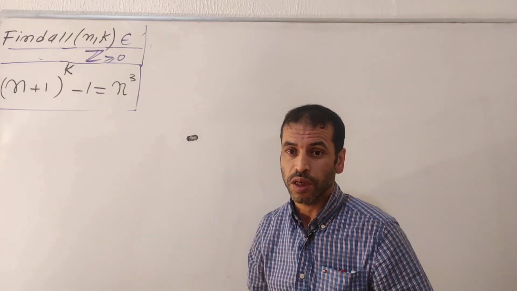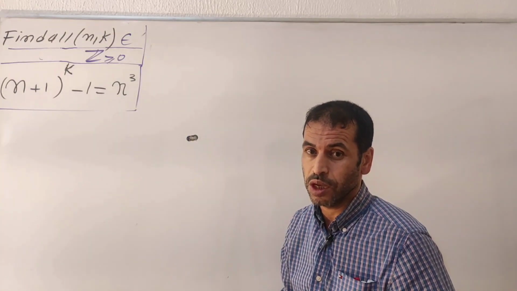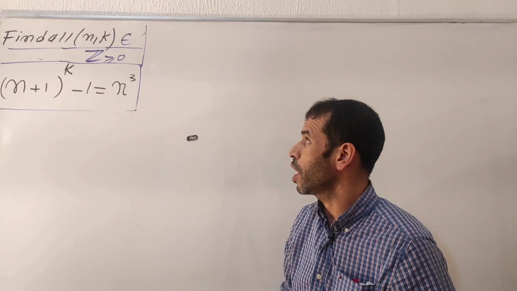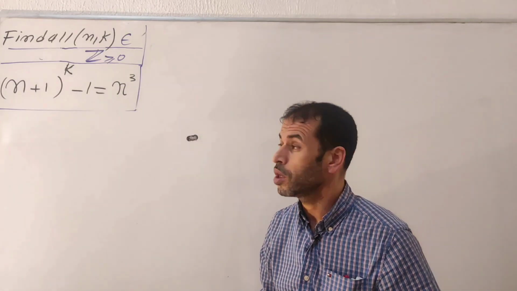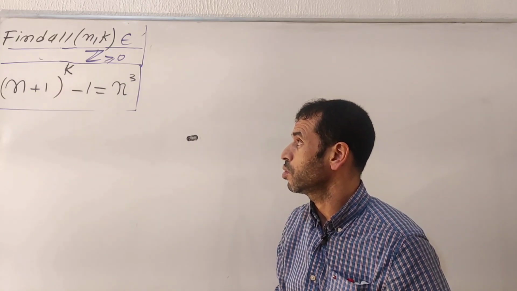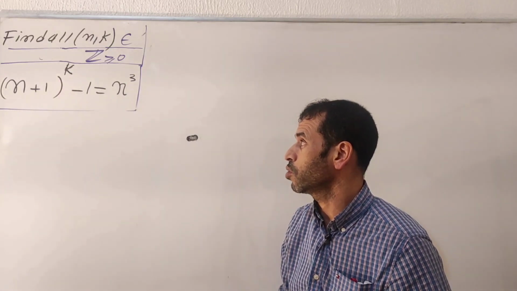In today's video, here is a nice problem regarding arithmetic and number theory. Here is the following setup. Find all n, k as non-negative integers satisfying the following equation: (n + 1)^k - 1 = n^3.